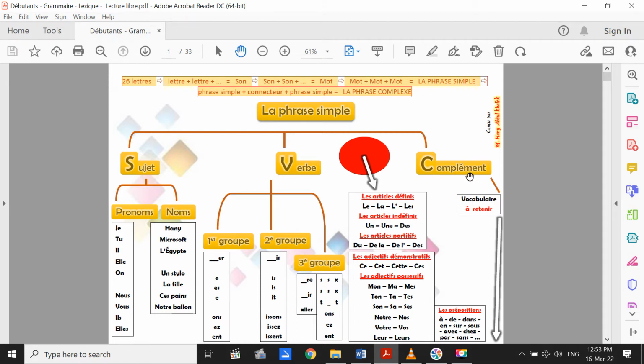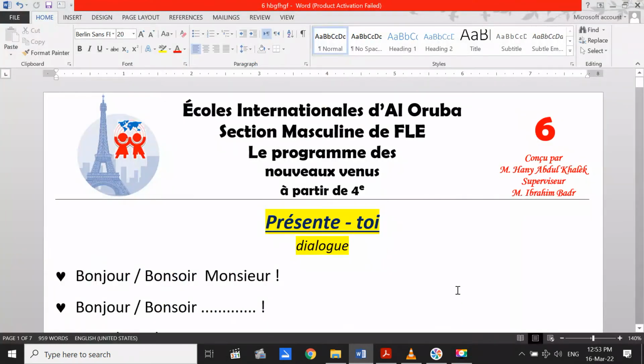And here the object, and the object is like vocabulary. Okay, and here between the verb and object we can find des articles, des adjectifs et des prépositions, and sometimes des adverbes. Donc on a déjà expliqué ça.